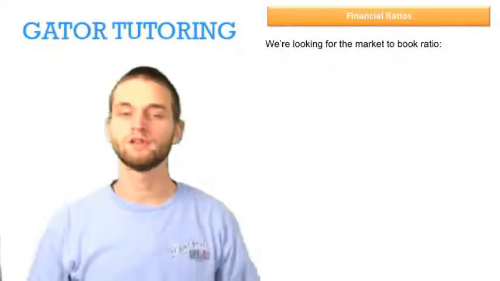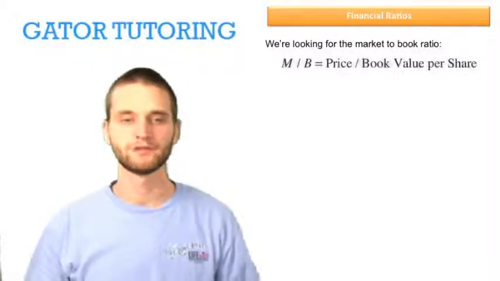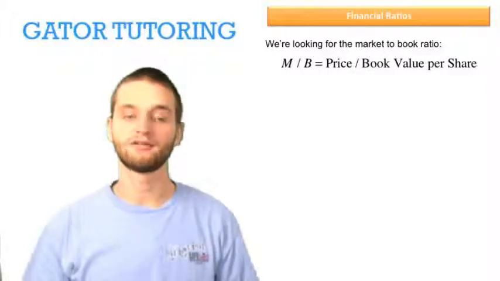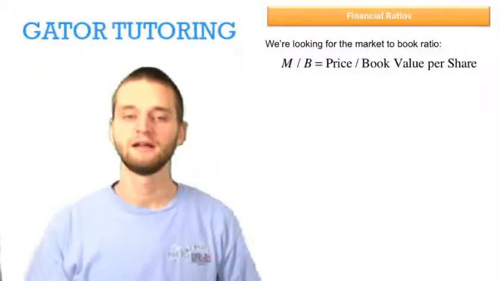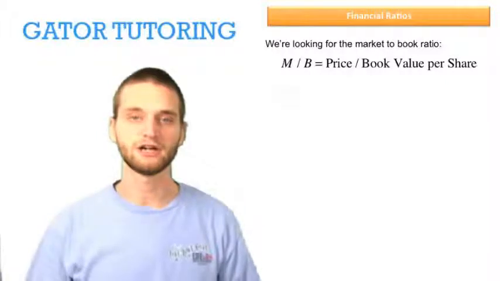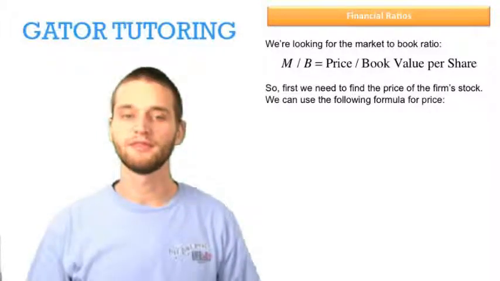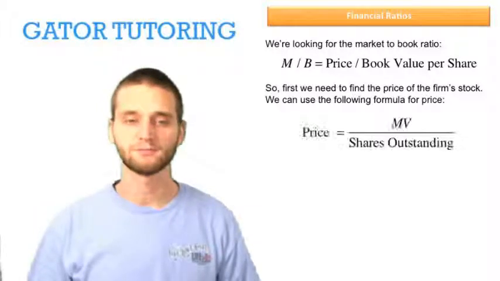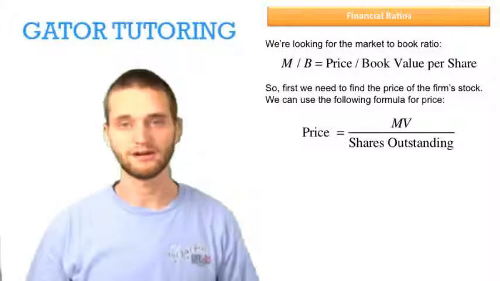So in this question, we're looking for the market to book ratio. The market to book ratio is defined as the price of a share of stock divided by the book value per share. So first we need to find the price of the firm's stock. We can use the following formula for price: the market value of the firm's equity divided by its shares outstanding.